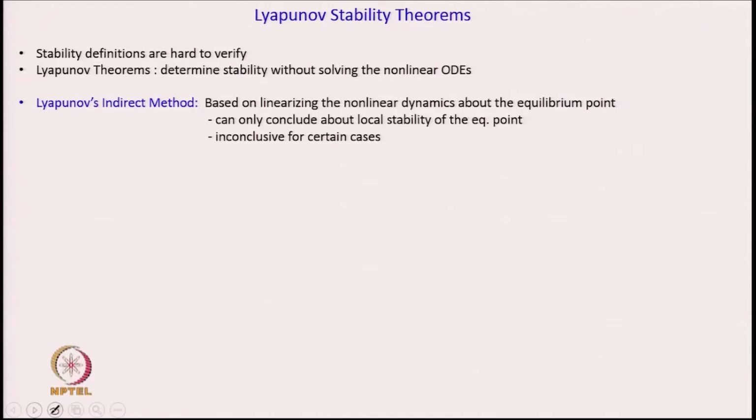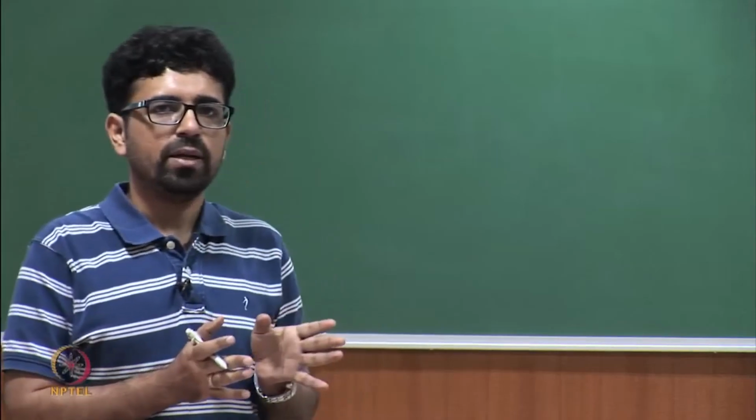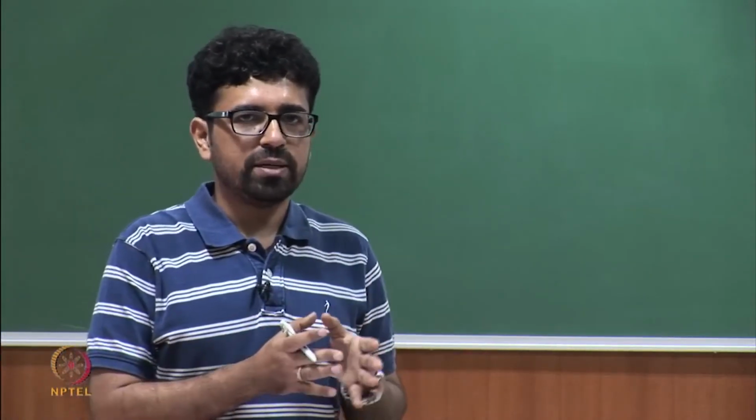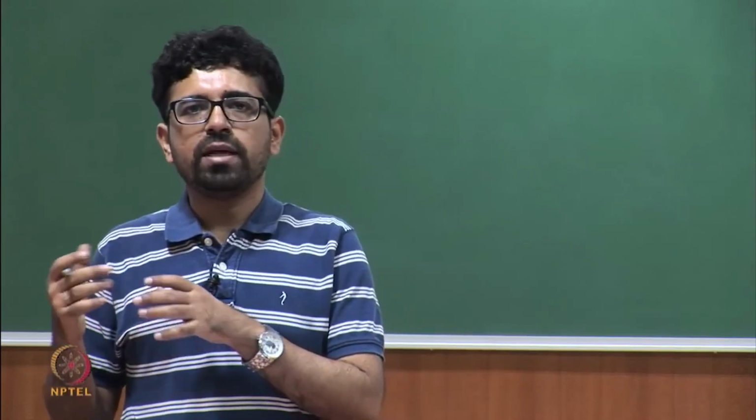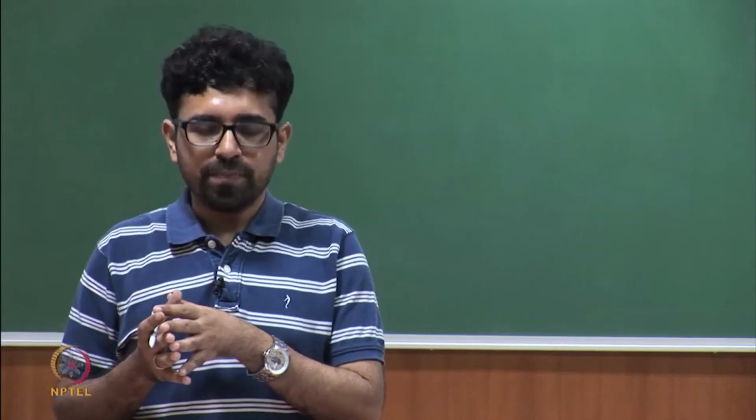So, Lyapunov proposed two methods. One is the indirect method, where given a nonlinear system, you could linearize the nonlinear dynamics about the equilibrium point. What we do here is that given any nonlinear system, we use the Taylor series expansion about the equilibrium point, and we get a Jacobian matrix. Then we can check the eigenvalues of the Jacobian matrix. If they lie in the open left half plane, we say the system is locally asymptotically stable. If any of the eigenvalues lie in the right half plane, we say that the system is unstable.